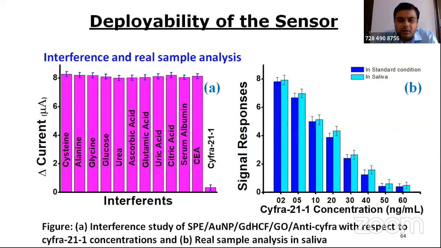So the deployability of the sensor is what? Again, you have to check the interference with other molecules. This is one of the oral cancer markers. This is a protein basically, so you have to test with other proteins. In addition to other proteins, you have to check with the other cancer biomarkers and other molecules which are present in the real sample matrix. And again, in this case, that has to be checked in saliva also, because the saliva contains this molecule when there is an oral cancer case. That is why I said the selection of the real sample matrix is very much important, right?